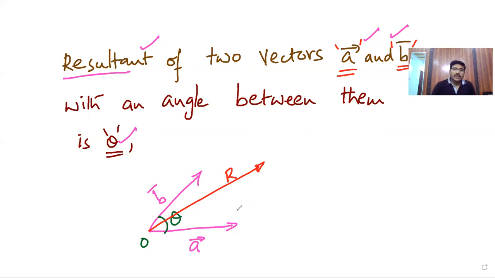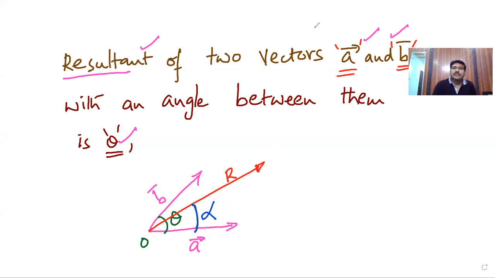Let us see how it can be found. And observe that the resultant vector, which is acting in between them, is making an angle alpha with respect to the x-axis. The angle between the two vectors A bar and B bar is theta, and the resultant is lying in between them as R. And the resultant is making an angle alpha with respect to the x-axis. Clear?